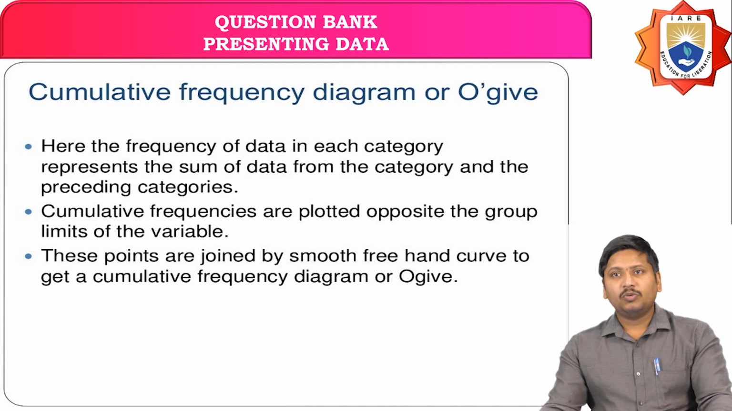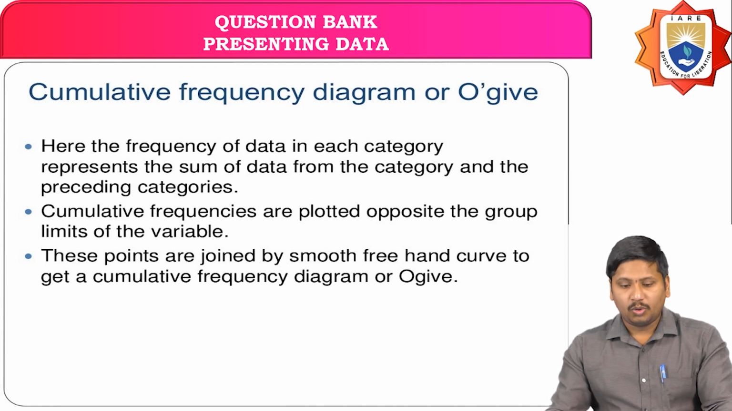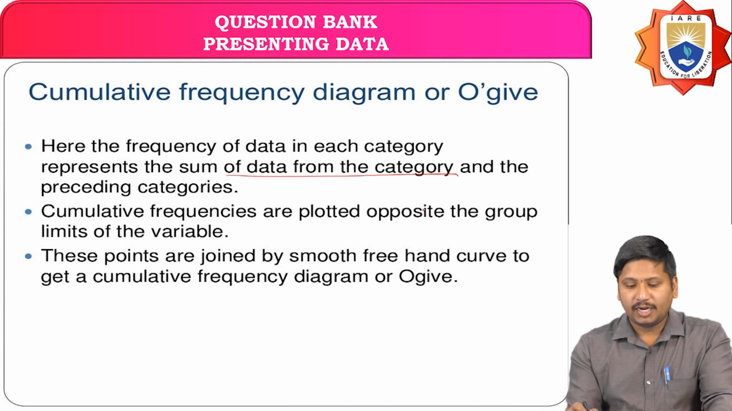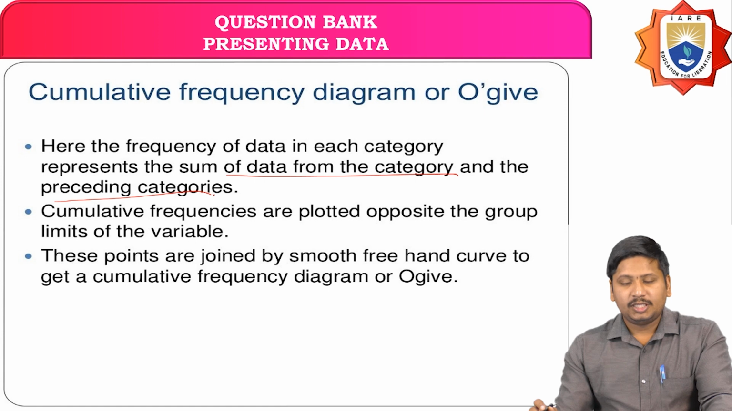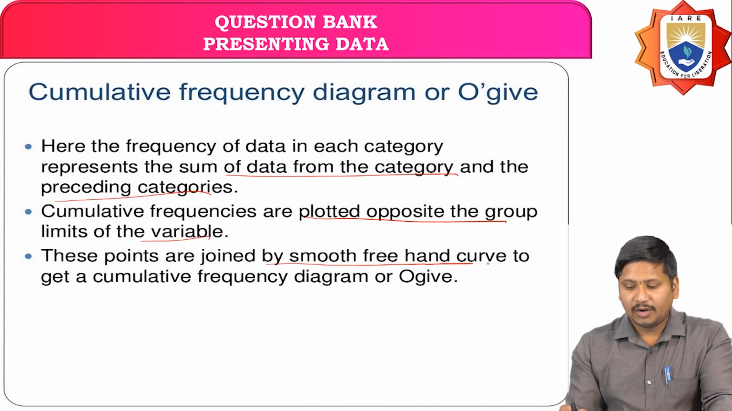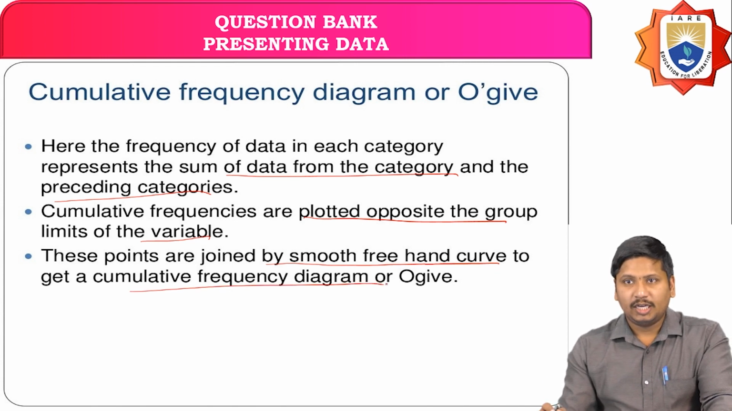And the next one is the cumulative frequency diagram or ogive. Here the frequency of the data in each category represents the sum of the data from that category and the preceding categories. The cumulative frequencies are plotted opposite the group limits of the variable, and these points are joined by a smooth, freehand curve to get the cumulative frequency diagram or ogive.